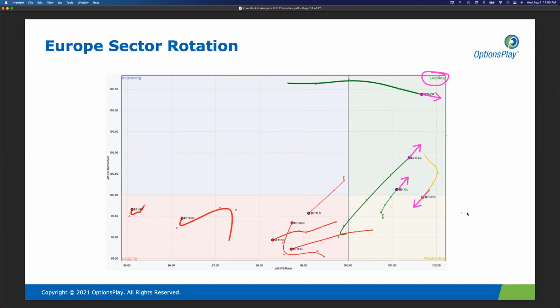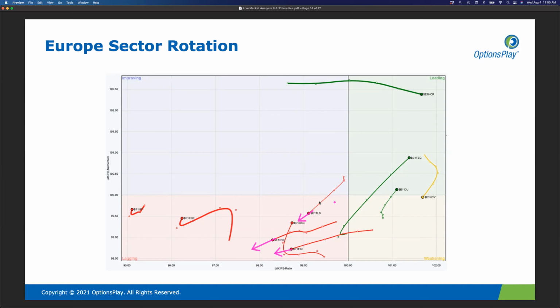You have consumer goods that is starting to get into the weakening category and starting to lose some relative strength and momentum here. You have telecom, and you have quite a few sectors that are lagging behind, but you do have utilities, you have energy, and you have basic materials that are starting to improve. You're starting to see some improvement here, while telecom, consumer services, and financials continue to decline.